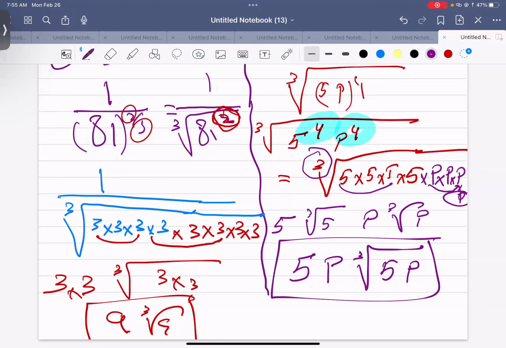So that's how you solve rational exponents without the usage of a calculator, by simplifying. I hope this one helps you, and I'll see you next video.